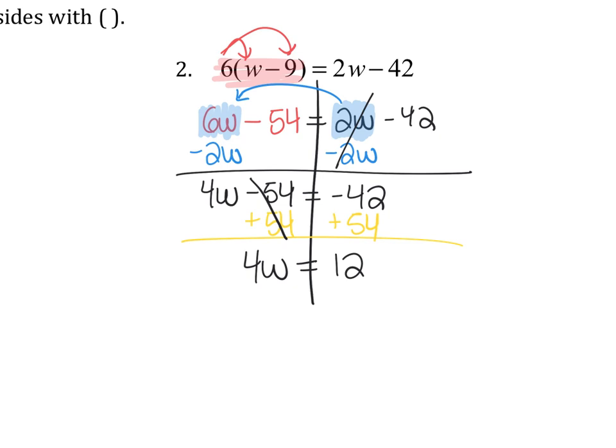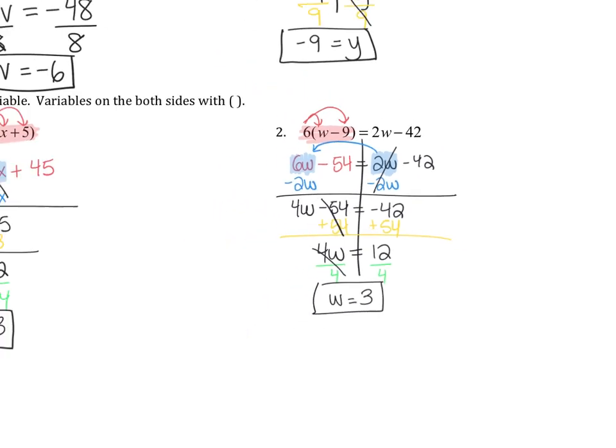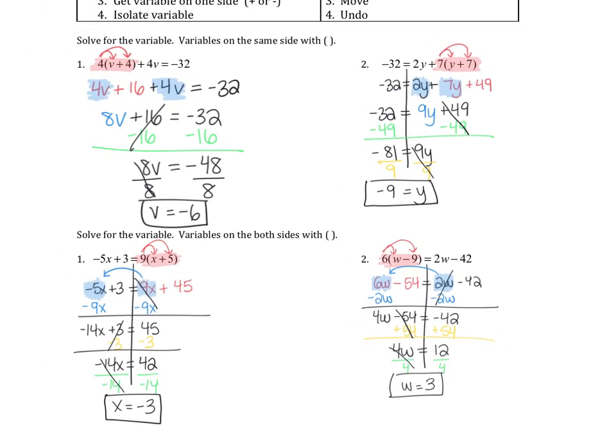Then remember that 4w is the same as 4 times w. So I'm going to do the opposite, and I'm going to divide by 4 onto both sides. When I do that, the 4's go away on the left side, and I get w equals 12 divided by 4, which is 3.